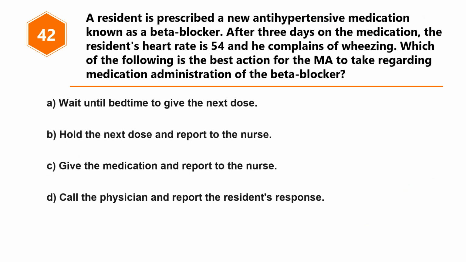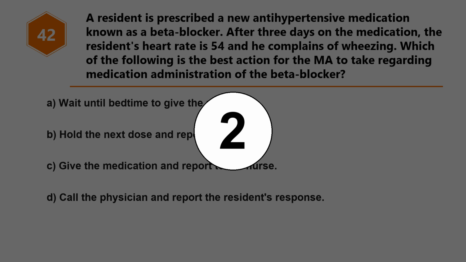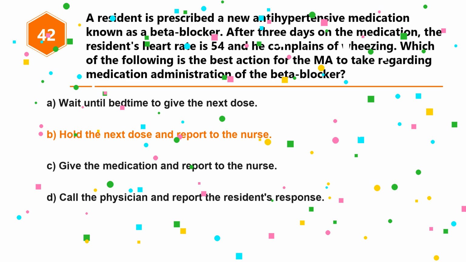Question 42. A resident is prescribed a new antihypertensive medication known as a beta blocker. After 3 days on the medication, the resident's heart rate is 54 and he complains of wheezing. Which of the following is the best action for the MA to take regarding medication administration of the beta blocker? Option A, wait until bedtime to give the next dose. Option B, hold the next dose and report to the nurse. Option C, give the medication and report to the nurse. Option D, call the physician and report the resident's response. The correct answer is option B, hold the next dose and report to the nurse.